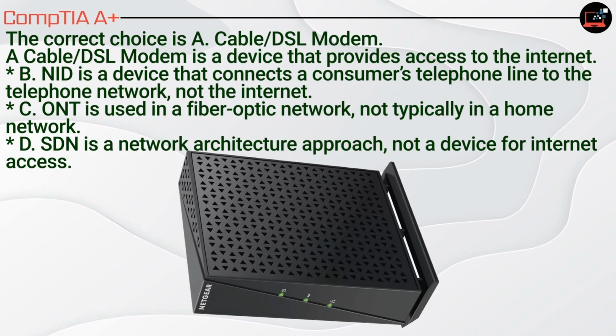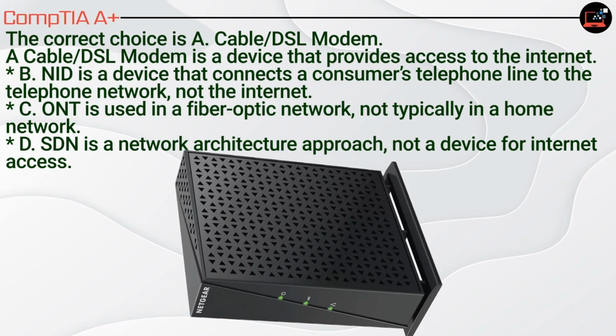The correct choice is A. Cable DSL modem. A cable DSL modem is a device that provides access to the internet. B. NID is a device that connects a consumer's telephone line to the telephone network, not the internet. C. ONT is used in a fiber optic network, not typically in a home network. D. SDN is a network architecture approach, not a device for internet access.